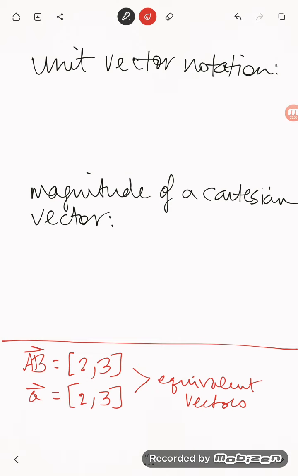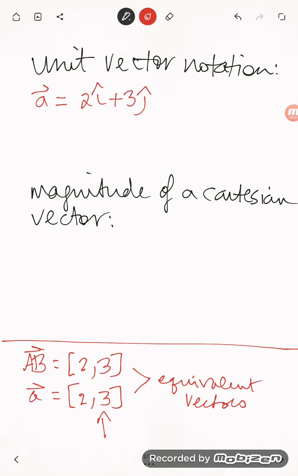Another way is unit vector notation. I could take the vector A, and you saw this notation in the vectors gizmo, and instead of writing it as square brackets [2, 3], I will write it as 2i plus 3j. What that means is that 2 units along the x-axis and 3 units along the y-axis are the components of that vector. So it means exactly the same thing as this vector here, just a different type of notation in terms of the unit vectors.